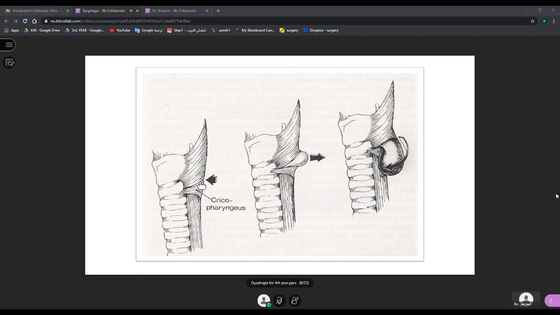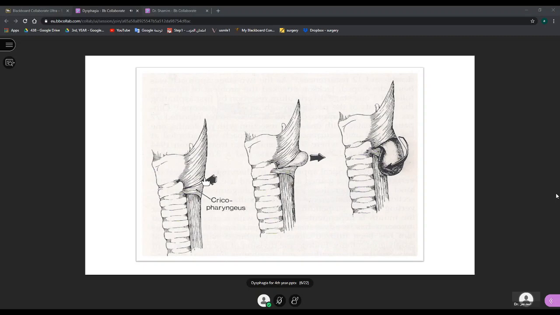Worse, okay? This area anatomically, do you have any idea what you call this area? This area of weakness? What do you call this area of weakness in the lateral wall of the esophagus? Yes, very good, Saif. This area is known as Killian's triangle, or Killian's dehiscence.